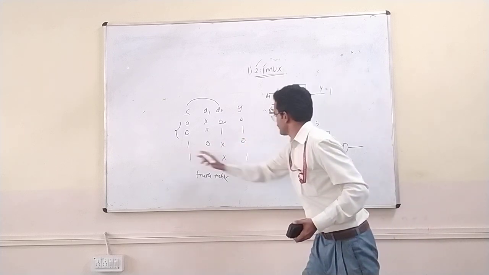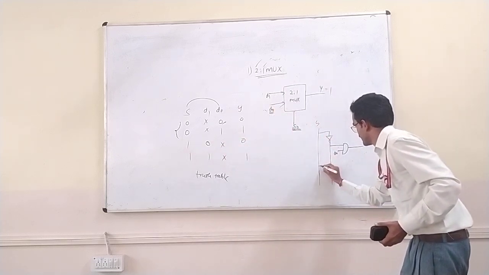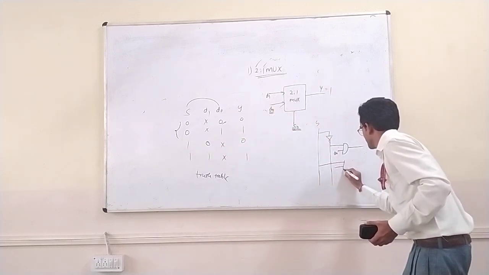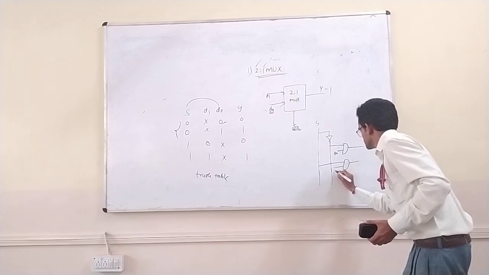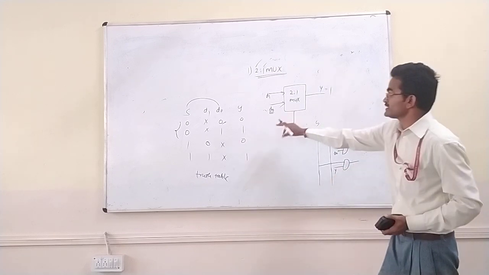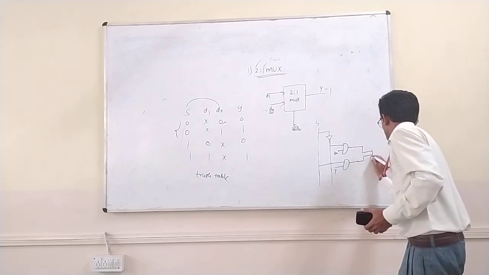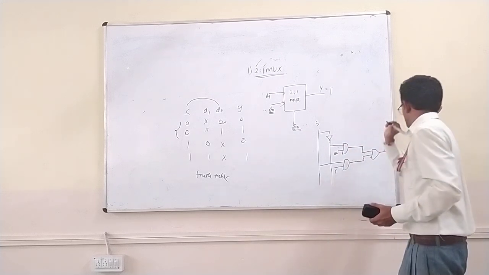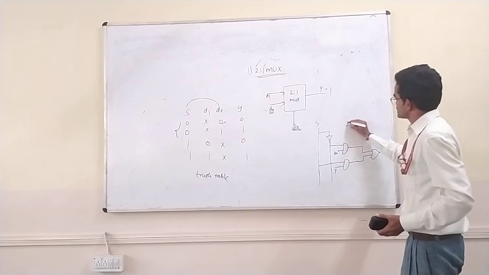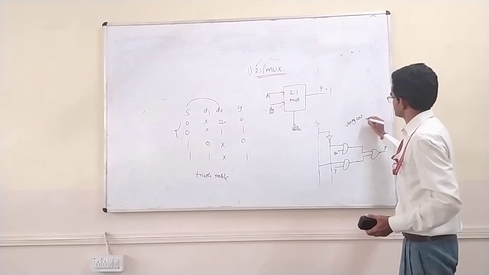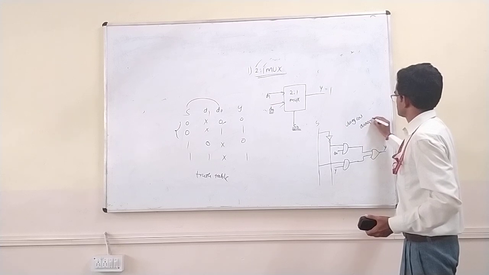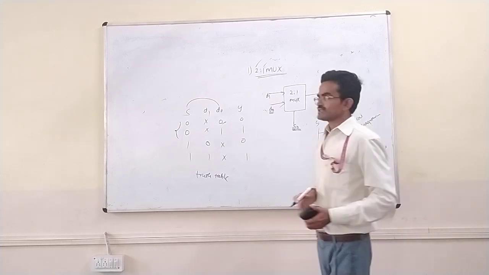And whenever the select line is 1, you need to consider from here. Which one is selected? D1 is selected. But here there is only one output, so that's why we need to add them. So this is the final output. This is the logical diagram for a 2:1 multiplexer.